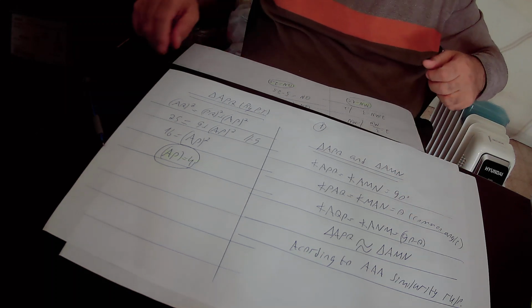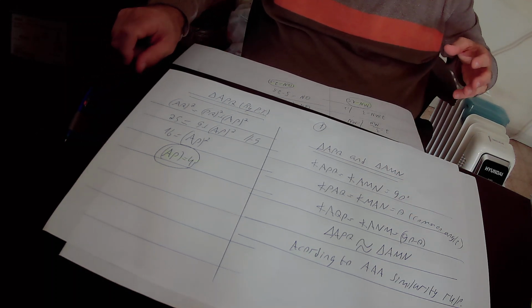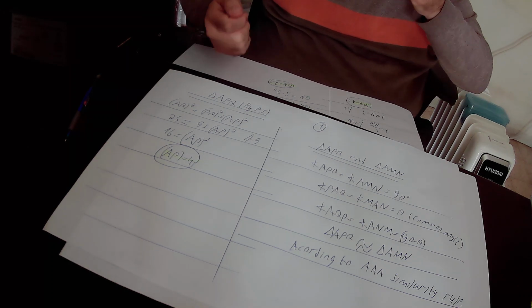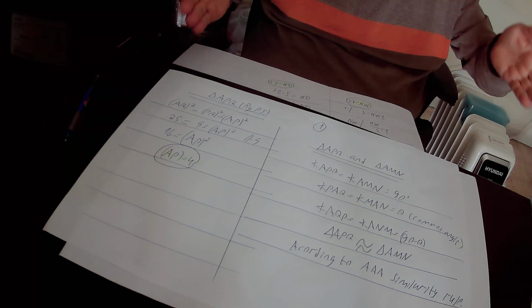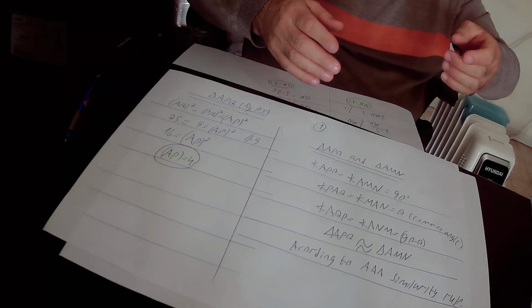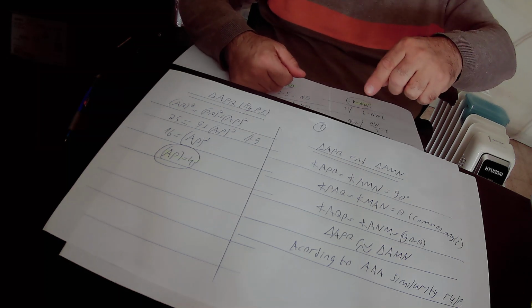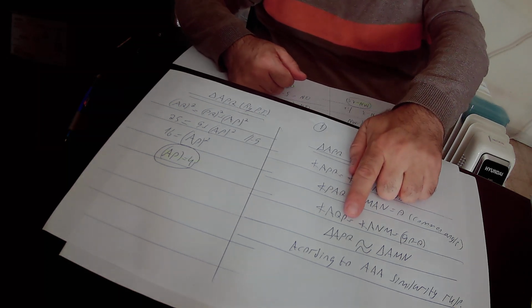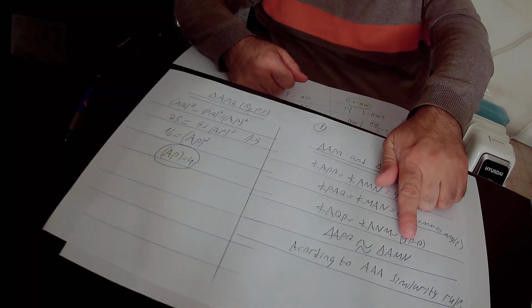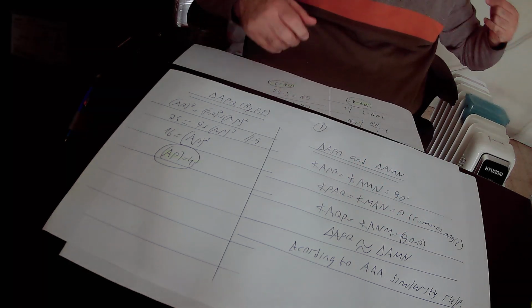So we actually succeeded to prove that all three angles in the big triangle are correspondingly equal to all three angles in the small triangle. Therefore, we proved that those two triangles are similar to each other according to the angle similarity rule. Here, the big triangle APQ is similar to the small triangle AMN according to the angle similarity rule.